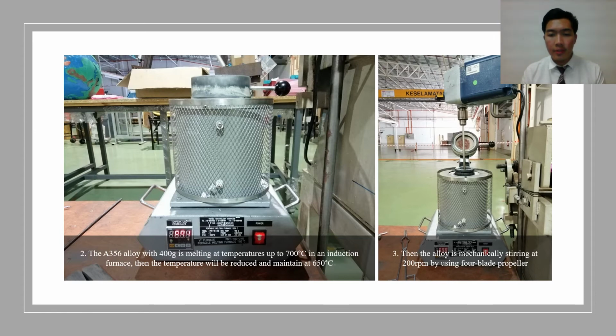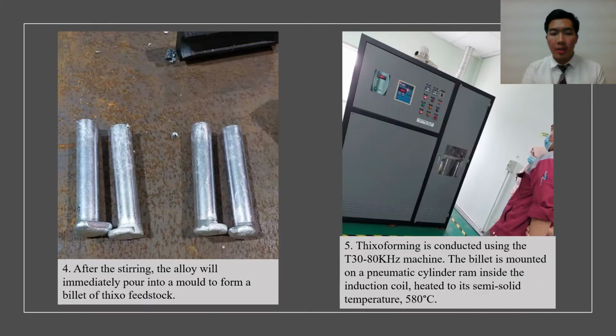Third, after that, the alloy will be mechanically stirred at 200 rpm. Once the mechanical stirring has been done, the alloy will immediately be poured into a mold to form a billet of THIXO feedstock. After that, the THIXOFORMED process will be conducted using a T30 80 kHz machine.